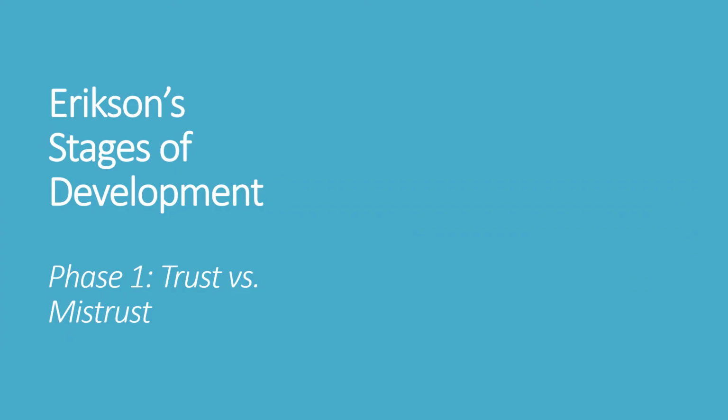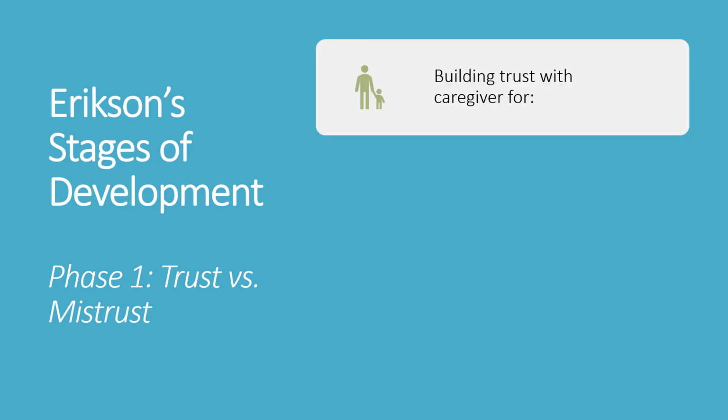During Erikson's stages of development, the infant is in the phase 1 stage. So this is trust versus mistrust. And the infant will build trust with the caregiver for feeding, comfort, and tactile stimulation, so that the caregiver is to provide the basic needs for the child. This is when the infants begin to trust that they will be fed, that they will be comforted when they are crying, when they're hungry, when they're provided with food and warmth. They understand that they will be cared for.